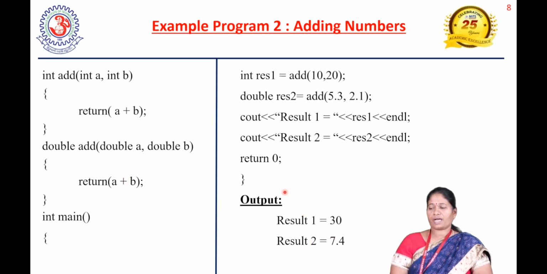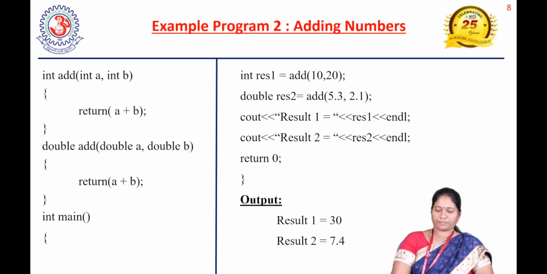After calculating, your result is to be stored in two variables, one is res1, another is res2. You want to print those two values here with the help of your cout statement, cout result1 and result2. So this is the concept: same function name, but data types will be different. This is the concept of function overloading.